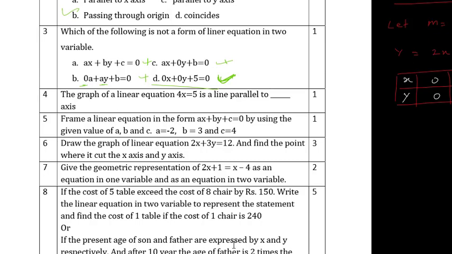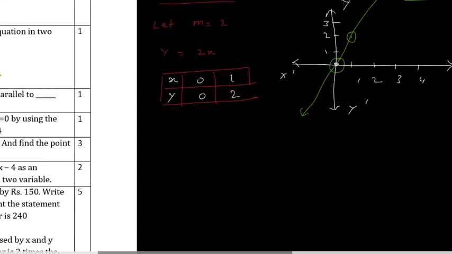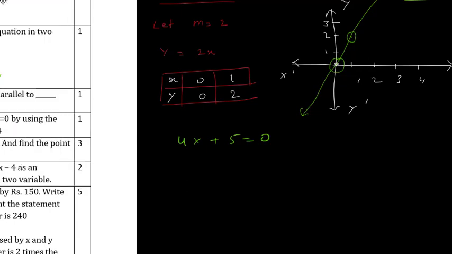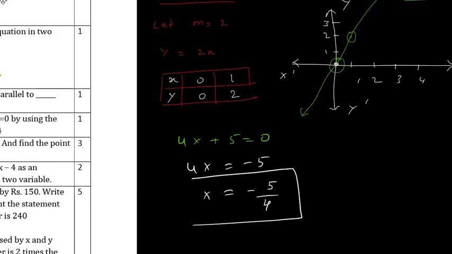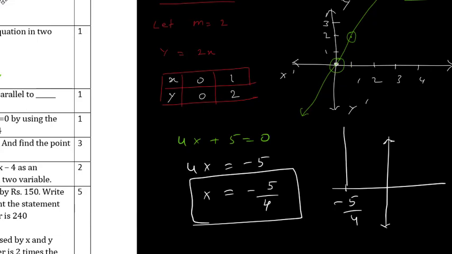Now 4x equal to 5, if you remember, 4x plus 5 equal to 0, I simplify this and what will we get? We will get 4x equal to minus 5, and this gives us x equal to minus 5 upon 4. Now x equal to minus 5 upon 4 is a line parallel to y axis, right, and passing through minus 5 upon 4 comma 0. So here you must have some point called minus 5 upon 4, and the line will pass through it, but this line is going to be parallel to y axis.